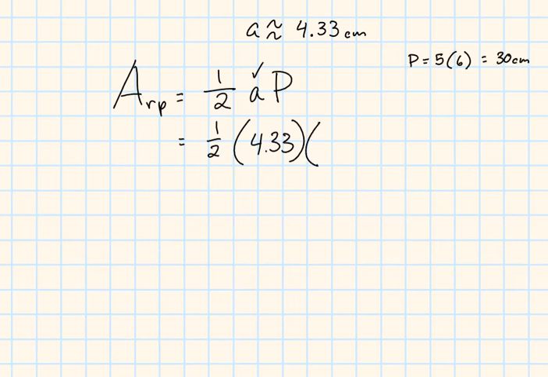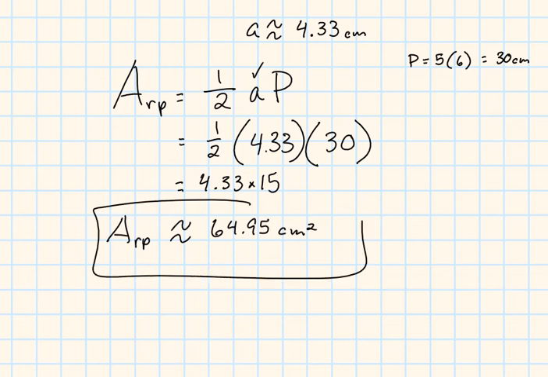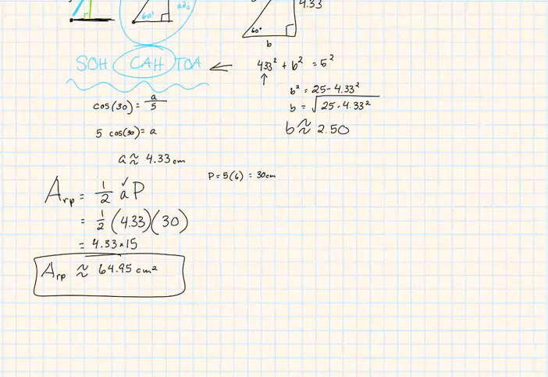So now I can substitute 30 in, and then I can multiply. I know 1/2 of 30 right away, so I can do that times 15 and get my final answer. The area of this regular polygon is approximately 64.95 centimeters squared. This is a long, messy process.